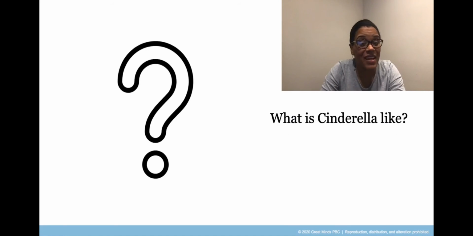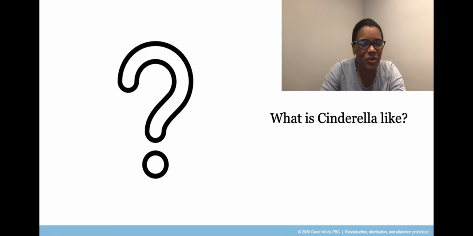Now, on the page that I just read, the illustrations and the details in the text show that Cinderella helps her stepsisters get dressed and look their best for the ball, even though they are mean to her. So from these actions, what can you infer about Cinderella's traits? In other words, what is Cinderella like? Think. Now, jot down a word or two in your journal next to Cinderella's actions to infer what Cinderella is like.